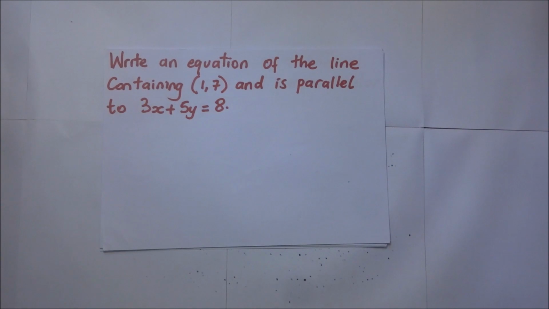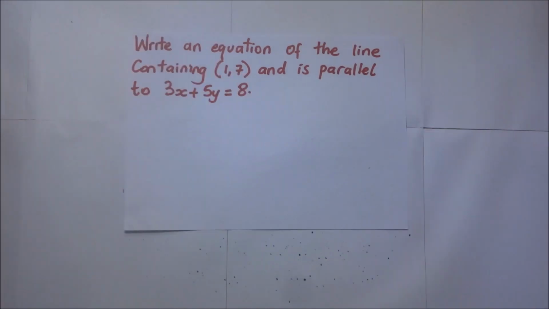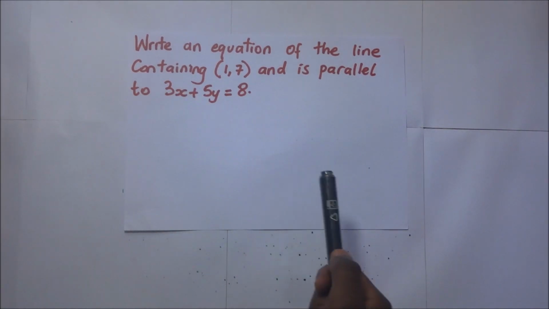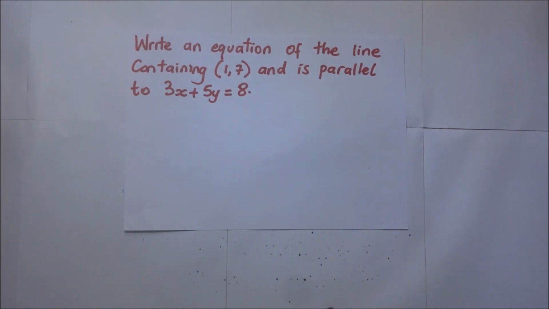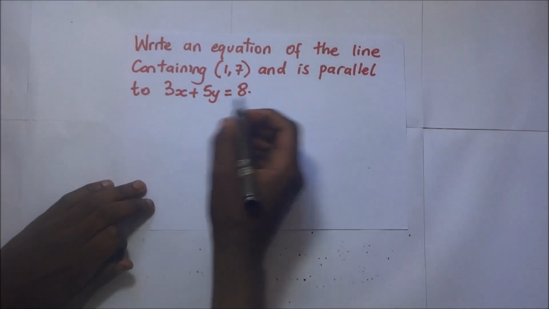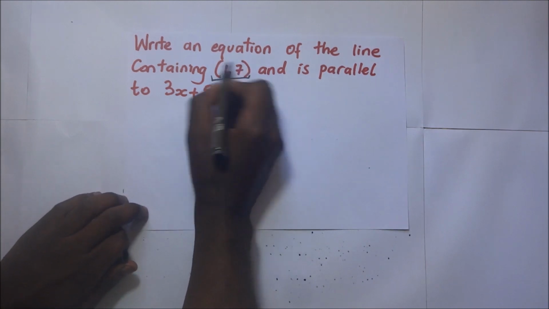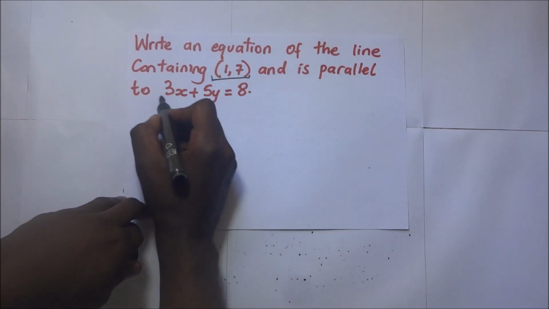So to illustrate that further, we have a question here. Write an equation of the line containing (1, 7) and parallel to 3x + 5y = 8. First of all, we know that parallel lines have the same gradient. So we are going to first rewrite this equation in the form y = mx + c, so that we are able to tell the gradient of this line. So this is the line we want. The line that we are looking for is passing through this point, but this same line is parallel to that.